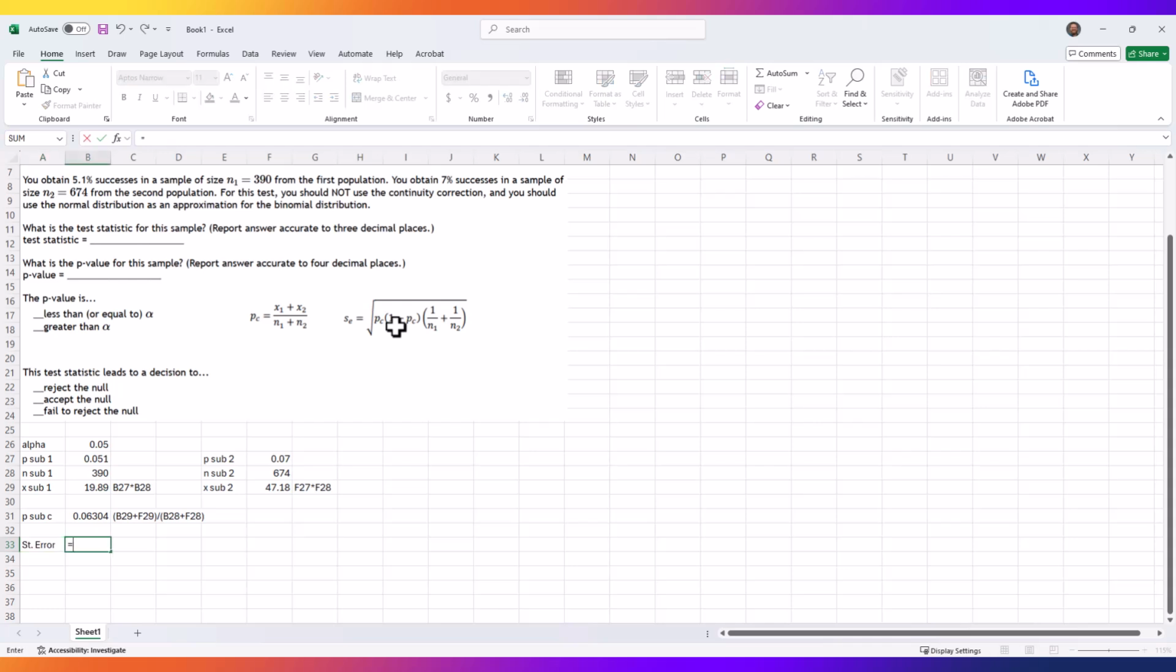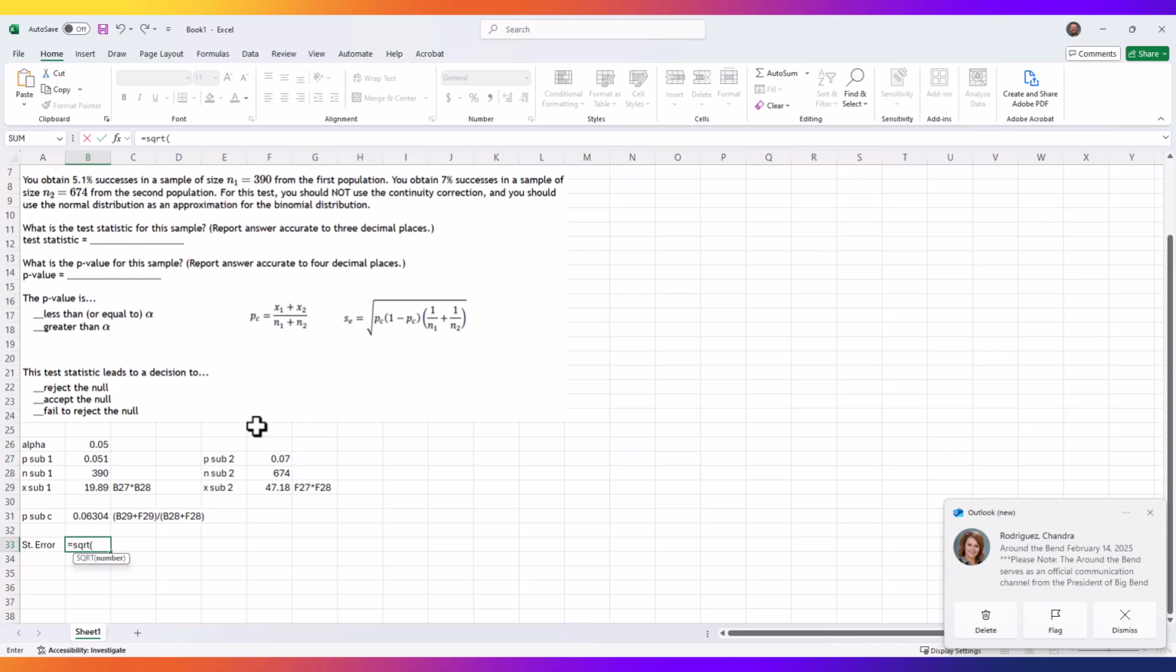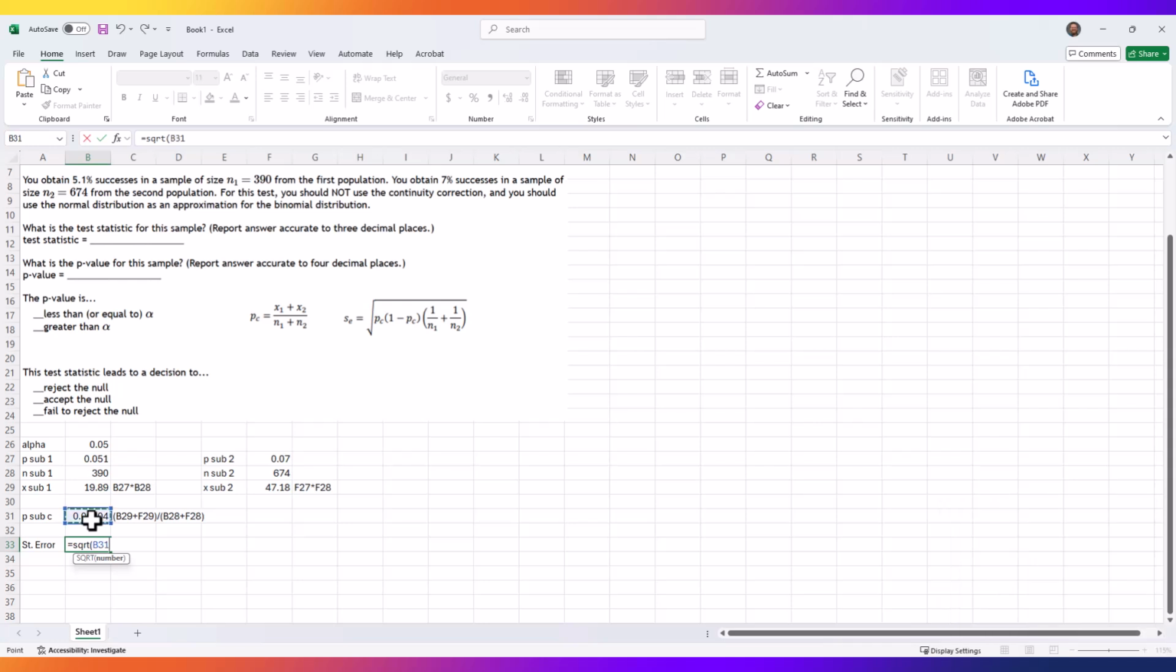So our standard error here is the square root of, and we've got this whole thing here, p sub 1 times 1 minus p sub 1. We really want the pooled probability of success and then failures. Now Excel doesn't always understand that when we have parentheses we need to multiply, so we're just telling it that, and then we have 1 over n sub 1 plus 1 over n sub 2. Close that, and then close the thing for the square root.